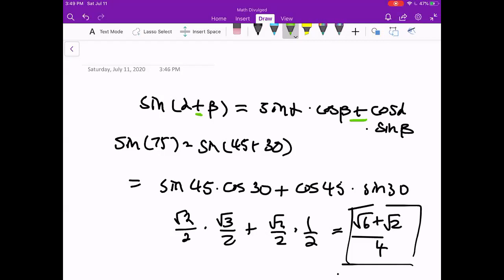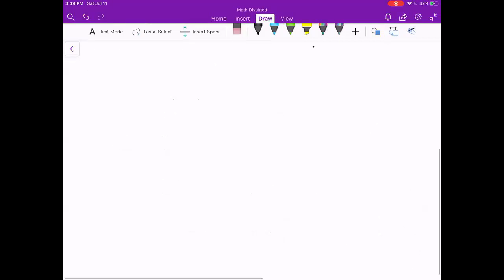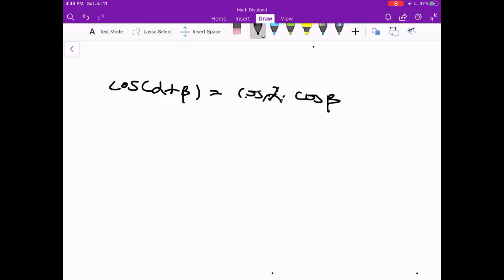Now let's talk about cosine. So if we have cosine alpha plus beta, this is equal to cosine alpha times cosine beta minus sine alpha sine beta. I think that's right. That should be right.